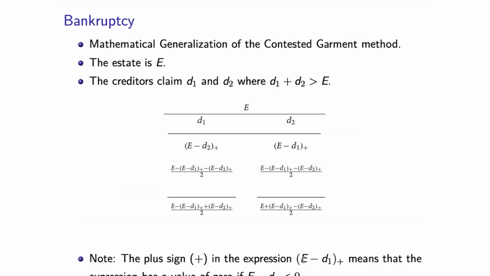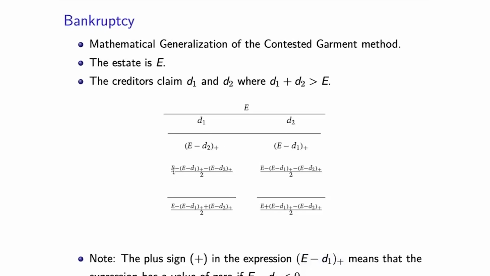So for example, if we have E minus D1 with a plus sign, this means that this is an expression which is going to be equal to E minus D1 if E minus D1 is greater than or equal to 0. And if E minus D1 is less than 0, then this expression should be read as 0. Okay, so that's the idea. So from person 2's perspective, who has claimed D2, this is the amount that is uncontested, which if it is positive is E minus D2, and if it is negative is equal to 0. And this amount should go to person 1. And from person 1's perspective, E minus D1 is the amount that he is not contesting, and so this amount should go to player 2. Again, if E minus D1 is negative, then this whole thing should just be equal to 0. Okay, so this is the amount that is the uncontested part.